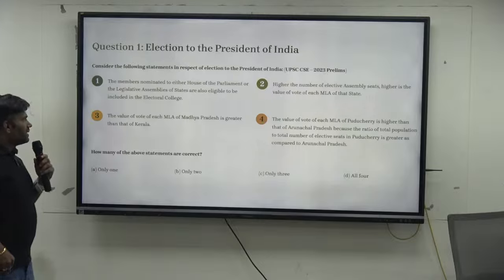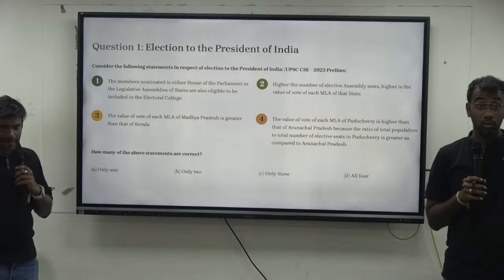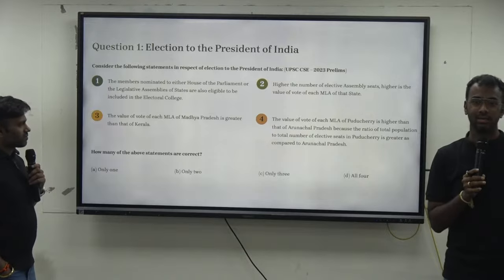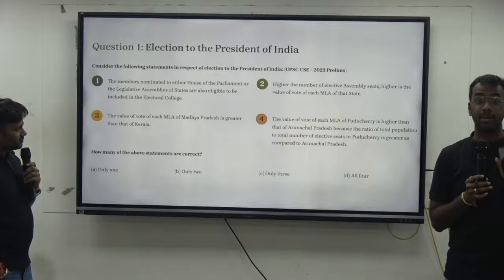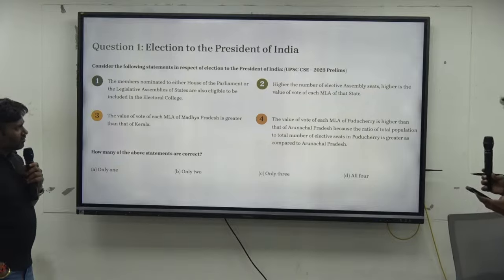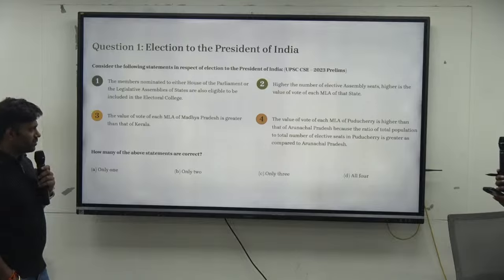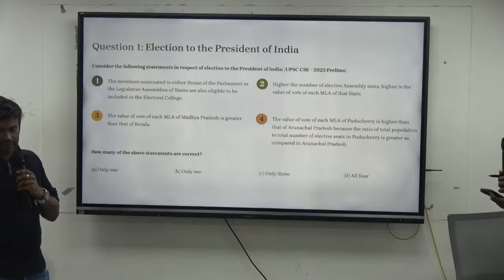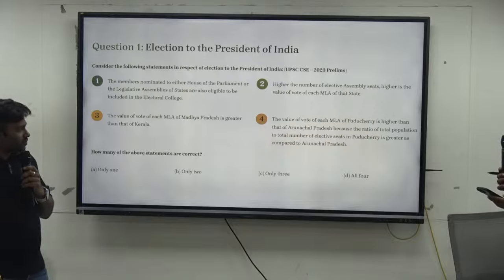Value of vote of each MLA in Madhya Pradesh is greater than that of Kerala. Again, I am telling you, proportional representation is based on the number of population you are getting seats. You want to tell whose population is high. Is it correct? Are you understanding logic here? UPSC is not expecting you to learn by heart the votes of all the states. No. The value of vote of each MLA of Puducherry is higher than Arunachal Pradesh because the ratio of population to total number of elected seats in Puducherry is greater than Arunachal Pradesh. This was incorrect. So many of you say it is wrong.